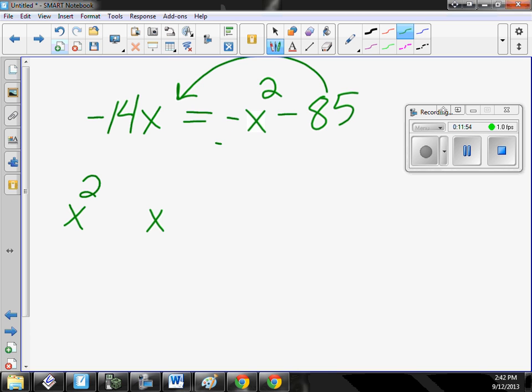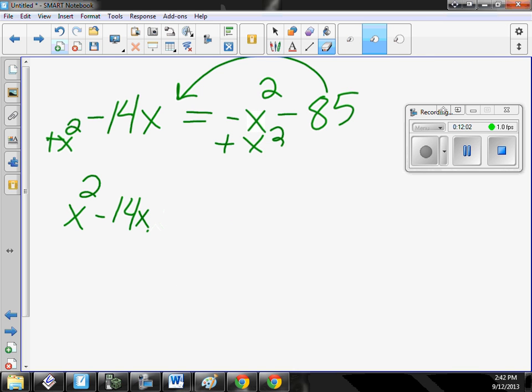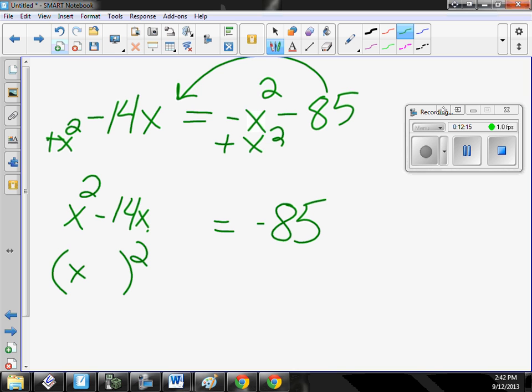So we'll add x squared. So this will be minus 14x, equals negative 85. Okay? So what's going to go in my perfect square? Minus 7. So what do I add to both sides?